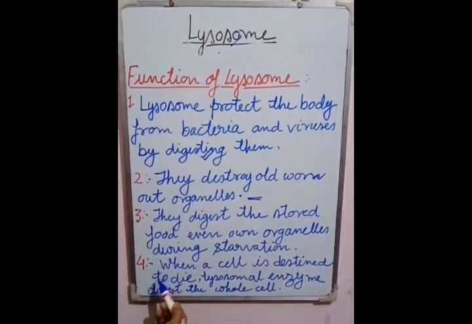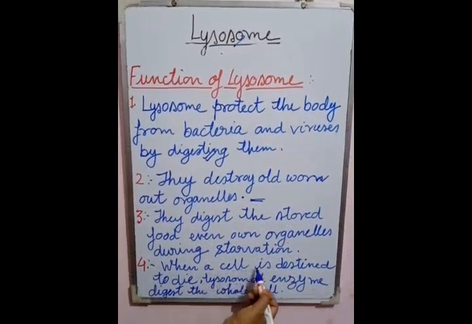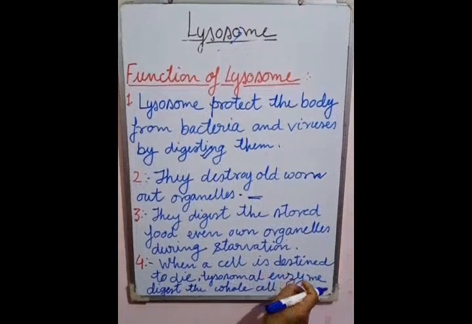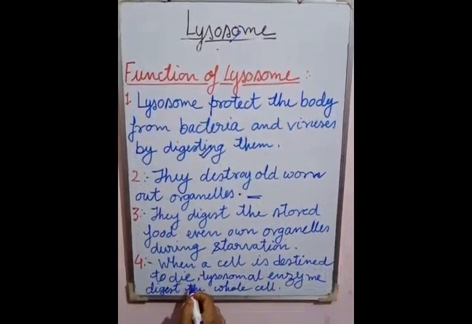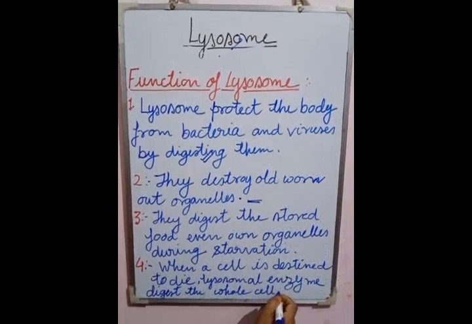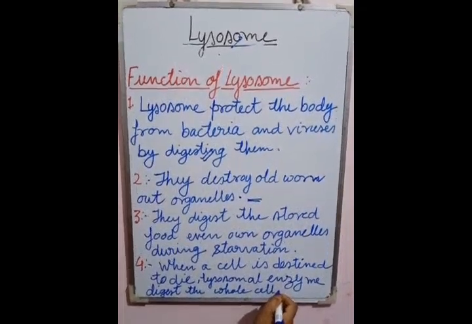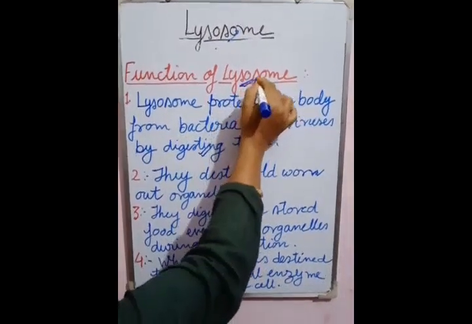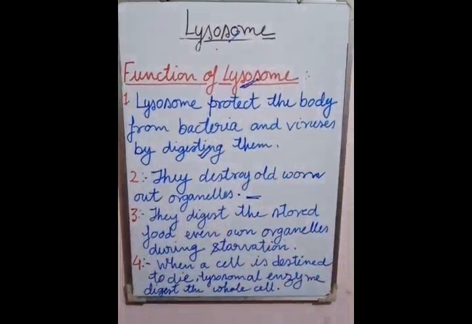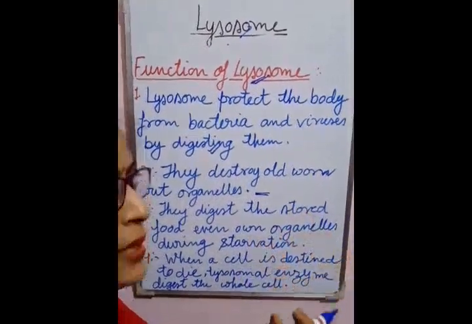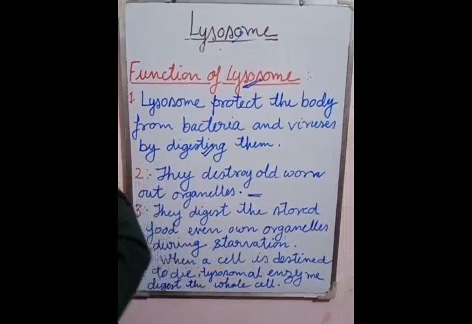And the next function is when the cell is destined to die, lysosomal enzymes digest the whole cell, and this is also called autolysis. And lysosome also helps in the intracellular digestion. So this is about the lysosomes and their function.